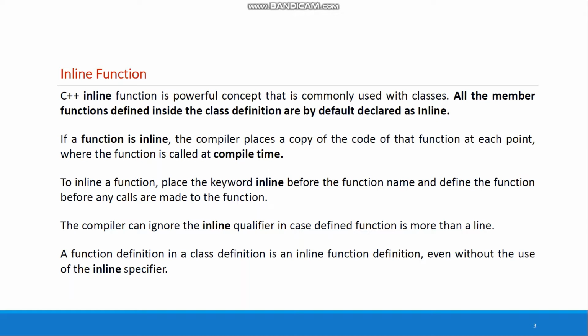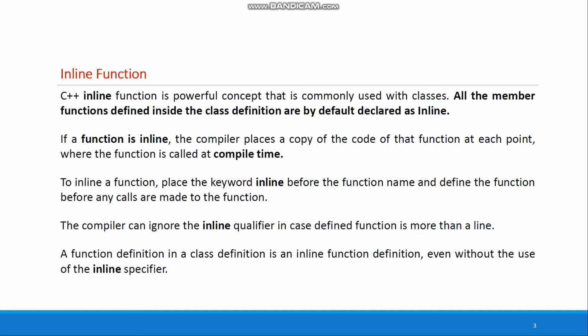In this scenario, the compiler places the copy of the function at the points where the function is called at compile time, like your cache memory. In your hardware, it puts your function definition in the cache memory, because when your system runs, it calls the variables from the cache memory first. If it is not found in the cache memory, then it goes to the main memory. Otherwise, it just gets the copy from the cache memory and runs the system faster.